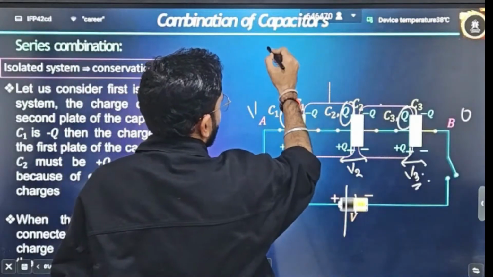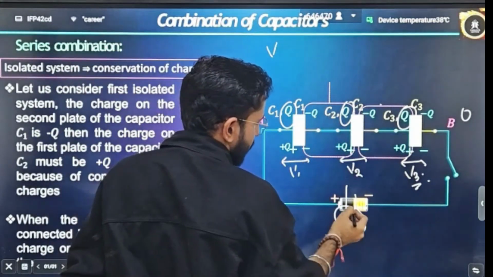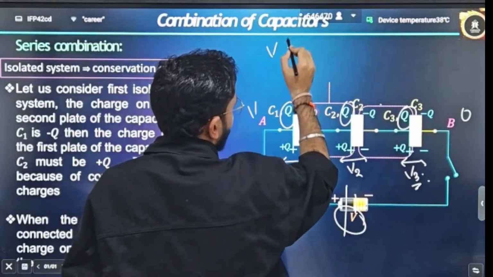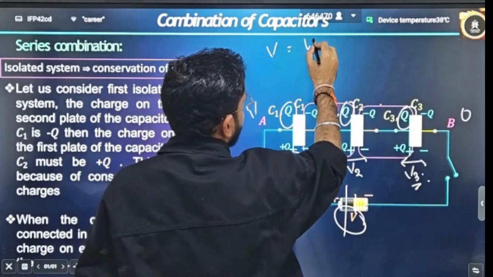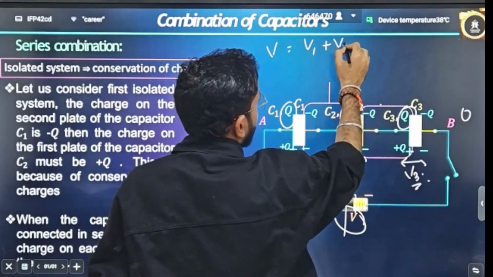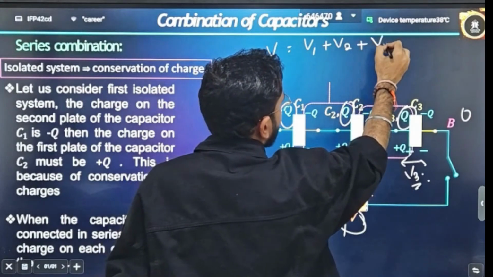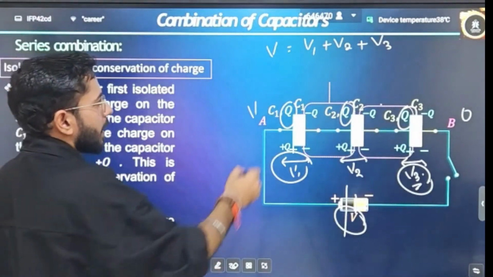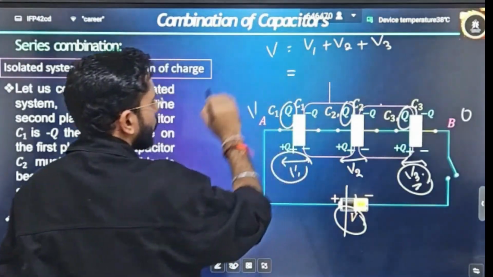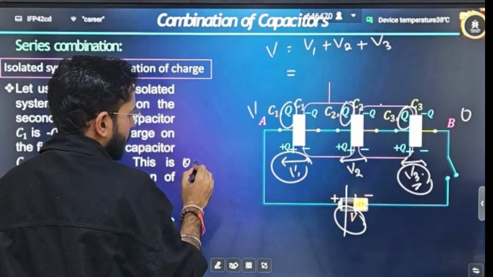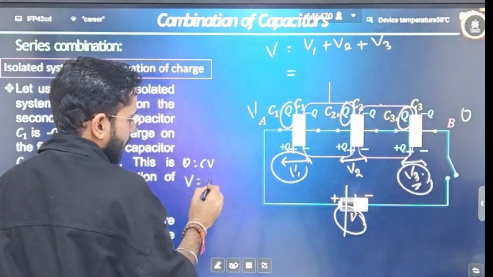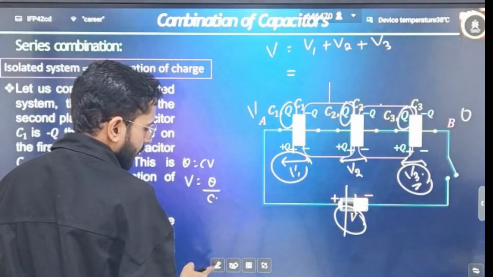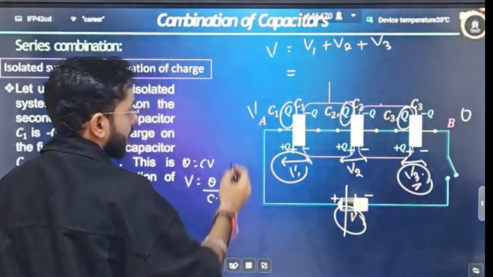You can say that the final potential that is given, V, that is the battery, will be equal to the sum of the potential difference across capacitor 1 plus capacitor 2 plus capacitor 3, V1 plus V2 plus V3. Now tell me how you write potential. What is the basic formula? Q is equal to C into V. That means V can be written as Q divided by C. Correct?